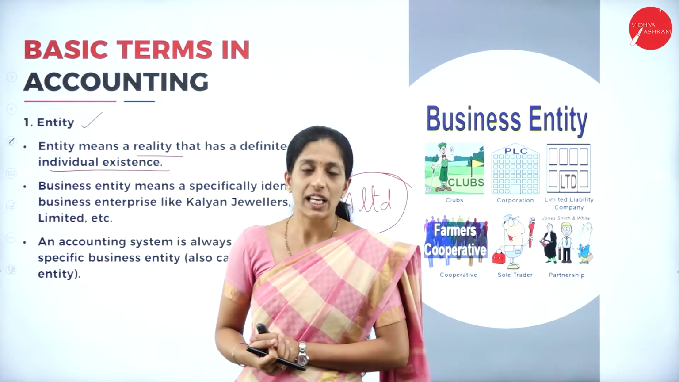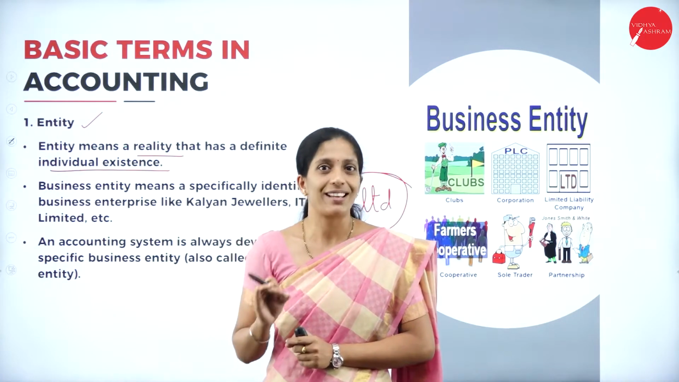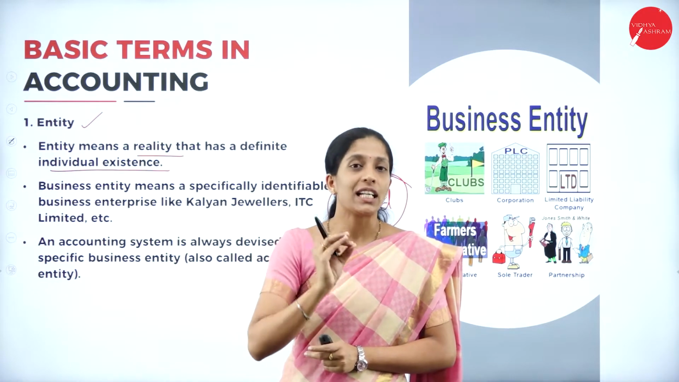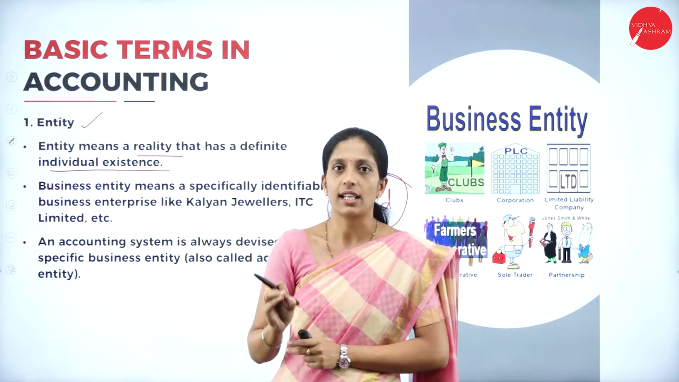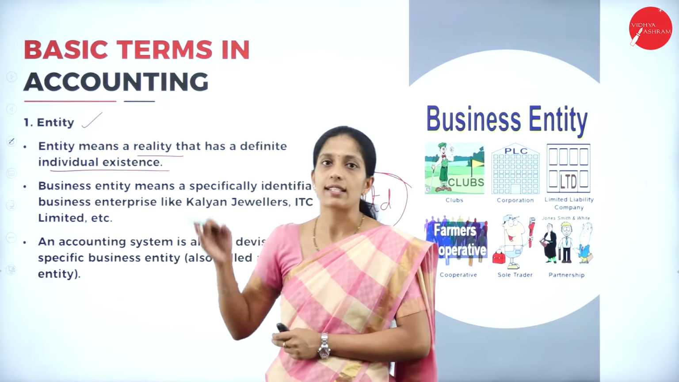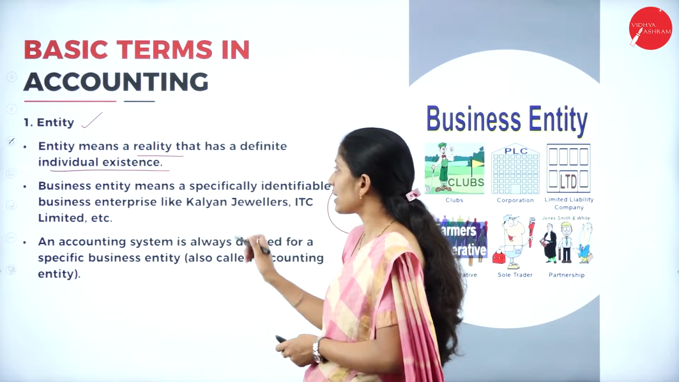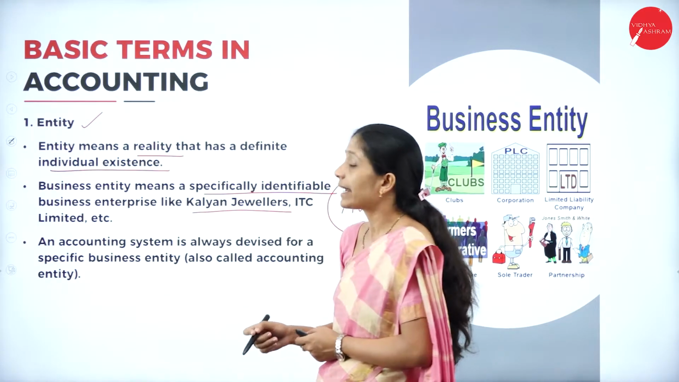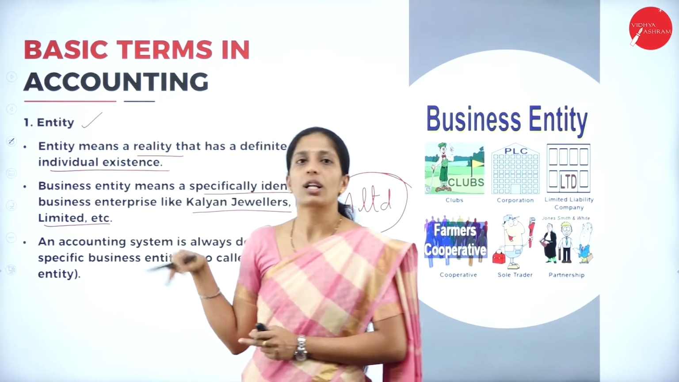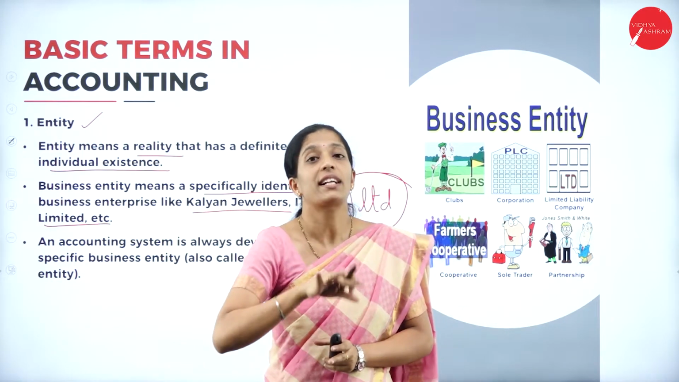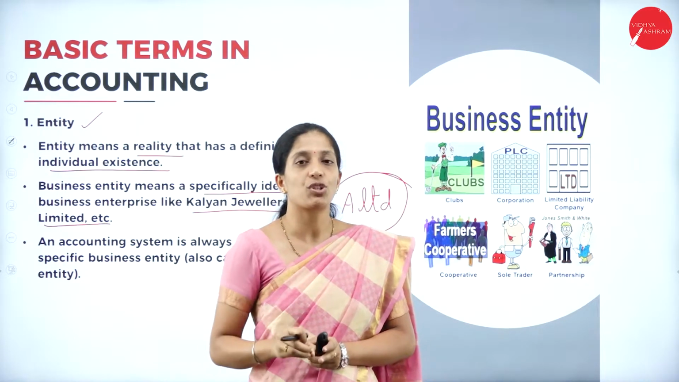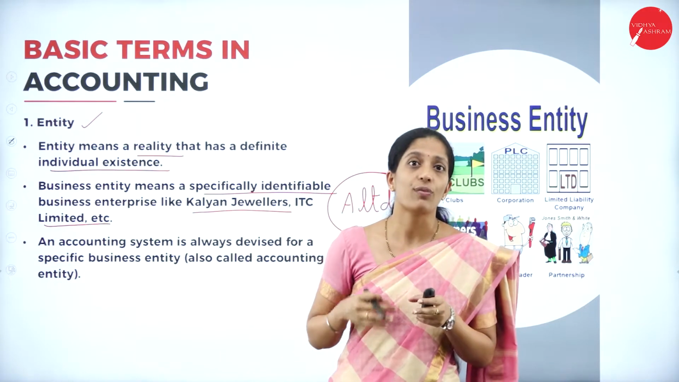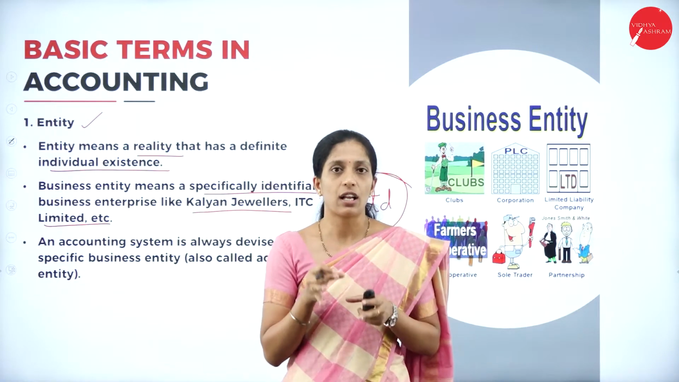Suppose you are going to speak about Infosys. We are all familiar with Infosys because it has some individual existence. Like that, an individual existence should be there in society. So those organizations are called business entities. So business entity means a specifically identifiable business enterprise like Kalyan Jewellers, ITC Limited, etc. These are the organizations we are familiar with and the society knows about them, and they have some individual existence. I can't imagine a particular organization, so while giving the example, I can imagine a particular organization.